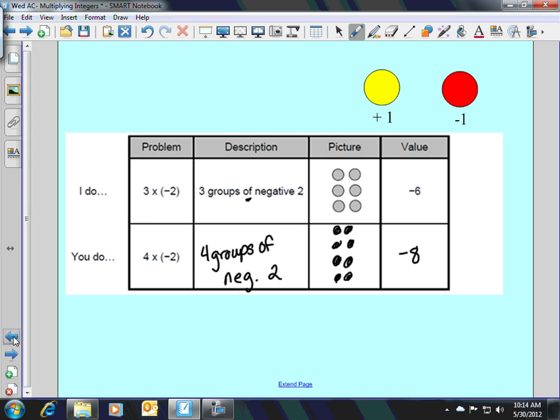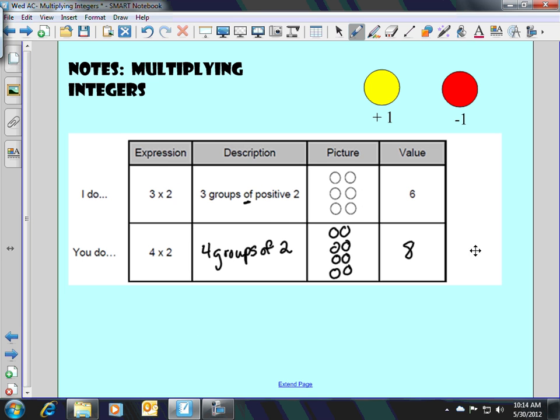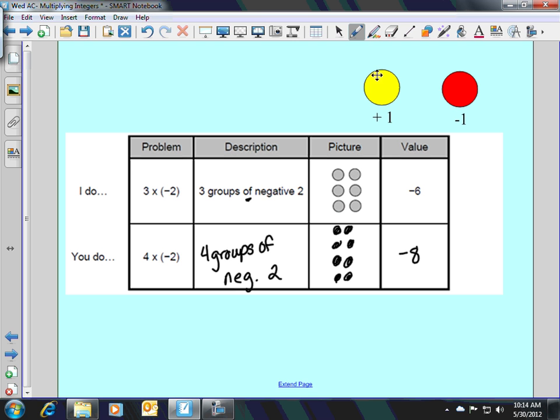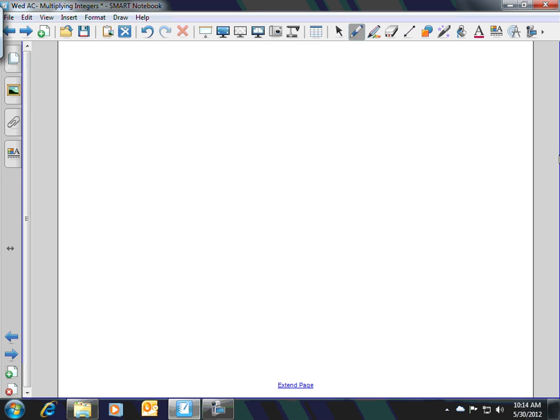So when we look at this, notice when we had a positive times a positive, we ended up with a positive answer. When we had a positive times a negative, we ended up with a negative answer. So I'm going to do a couple more examples because there are a few other ways that we can look at this. So these aren't going to be on your notes, but you can still look at it.